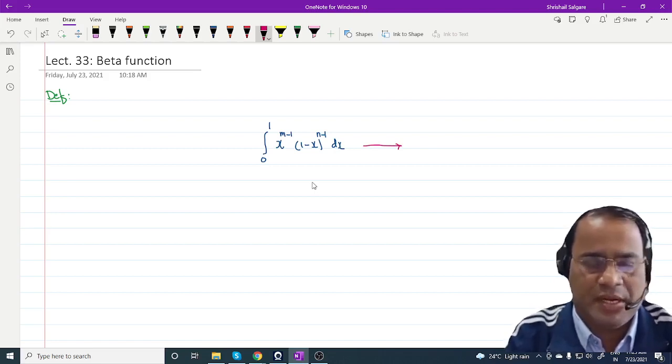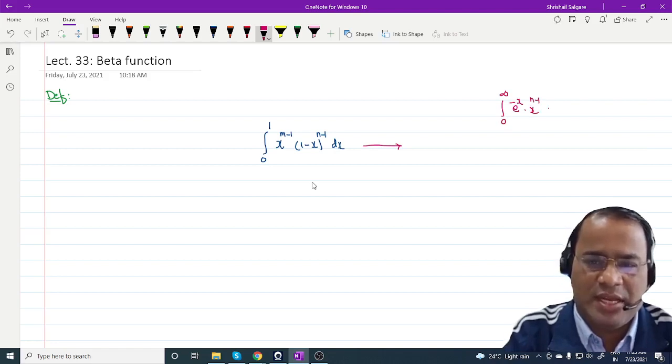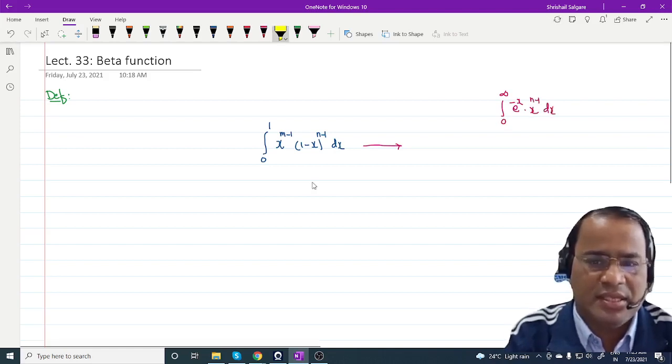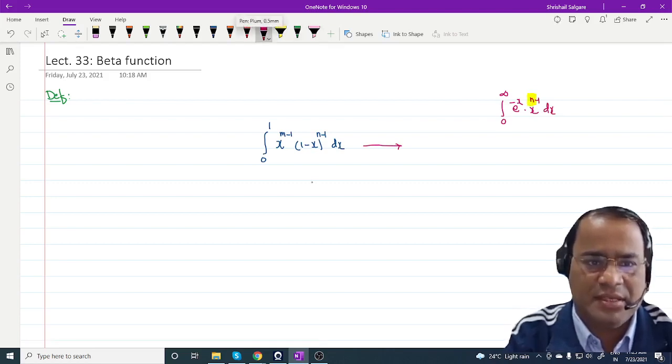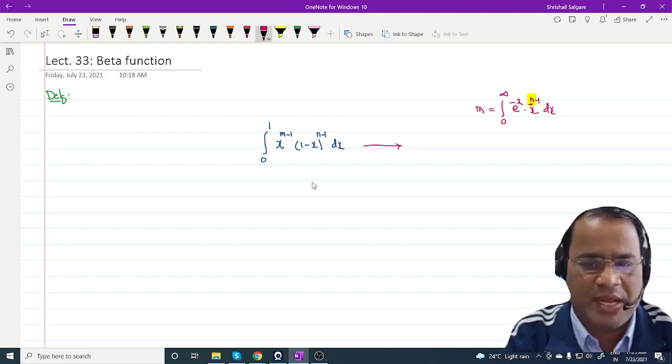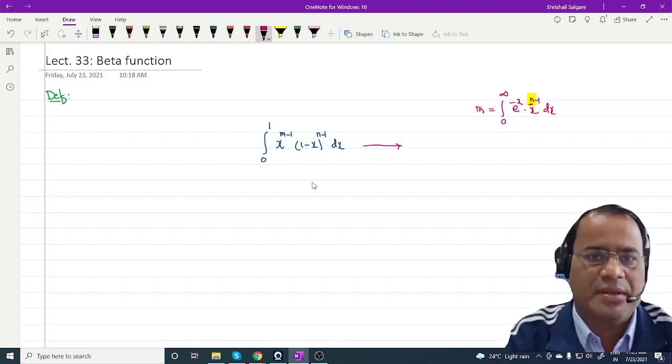Because in the gamma function what happens? Integral 0 to infinity e raised to minus x into x raised to n minus 1 dx. This defines gamma of n. We write gamma of n because there is only one parameter. This is an improper integral of the first kind.